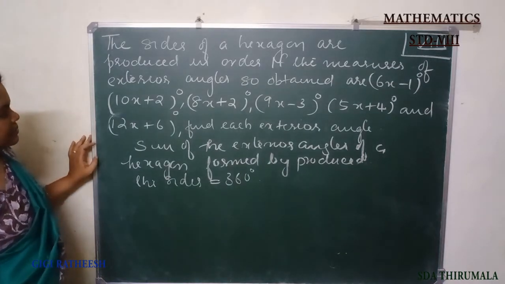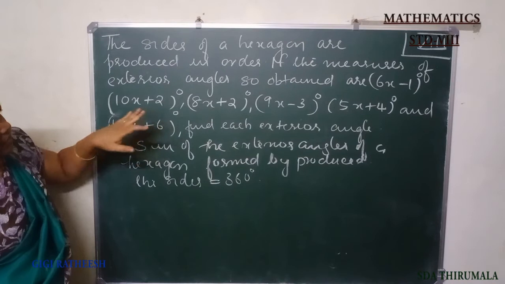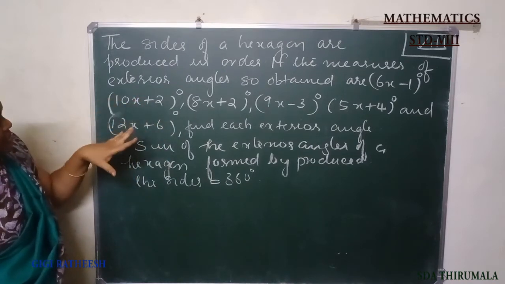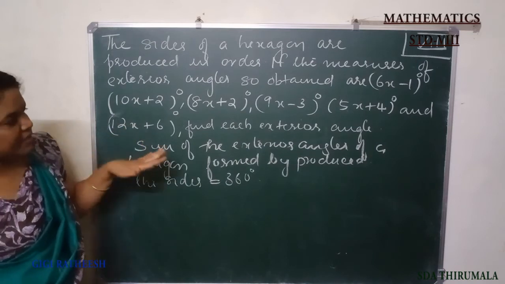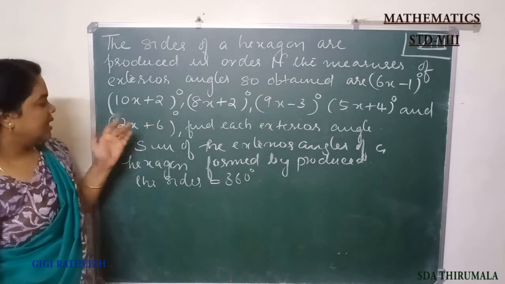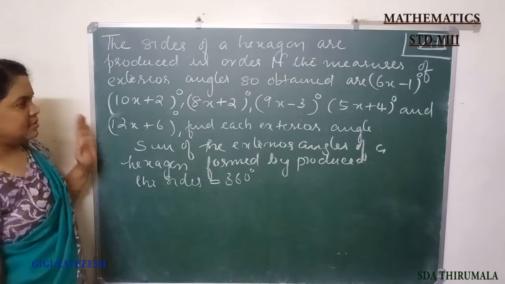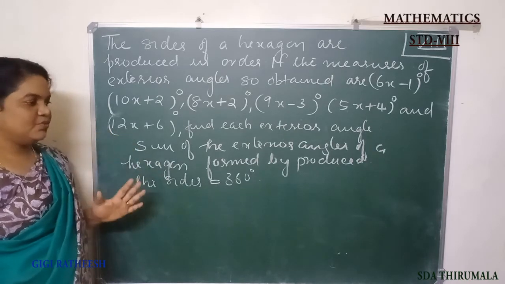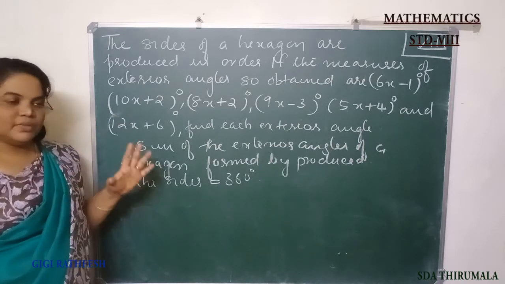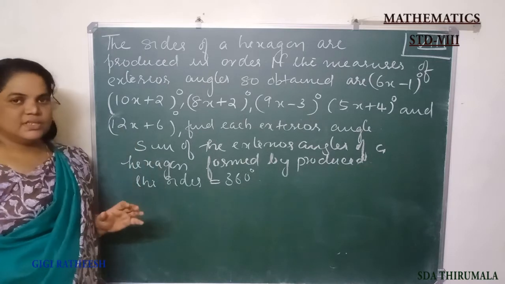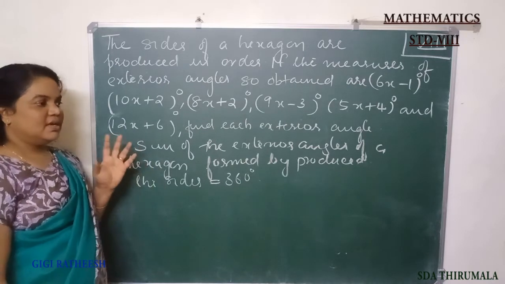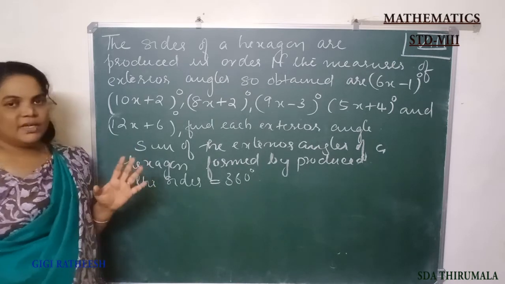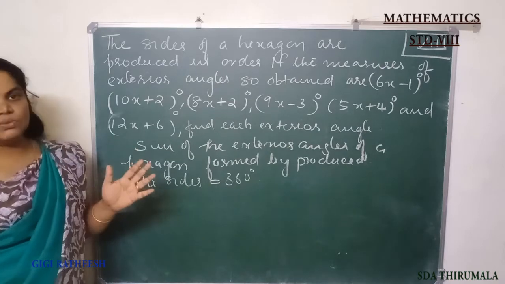And here the exterior angles obtained are 6x minus 1 degree, 10x plus 2 degree, 8x plus 2 degree, 9x minus 3 degree, 5x plus 4 degree, and 12x plus 6 degree. For every polygon, the sum of the exterior angles produced is equal to 360 degrees.